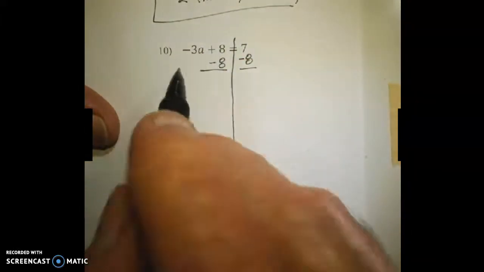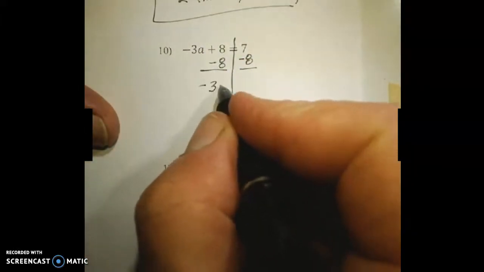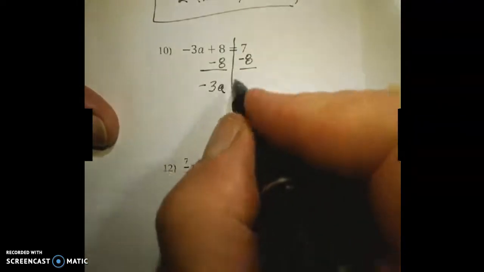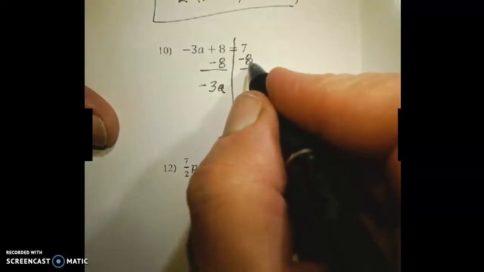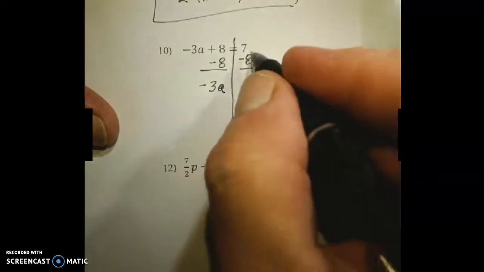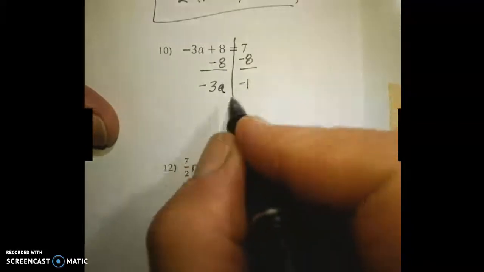On the left, this got rid of the 8. You're still left with negative 3a. And then on the right, negative 7, or 7 minus 8, you're going to subtract. You get 1. The larger amount is the negative. You get negative 1.